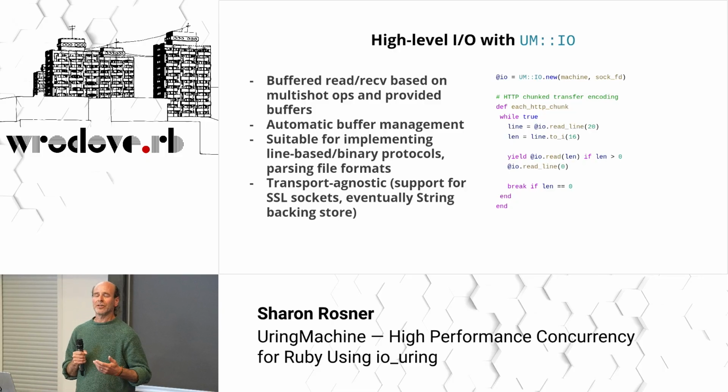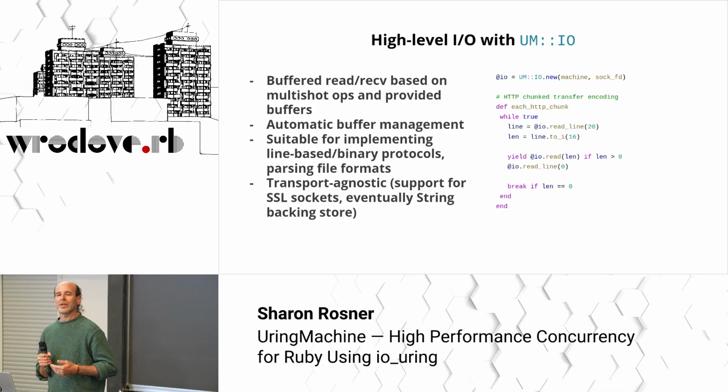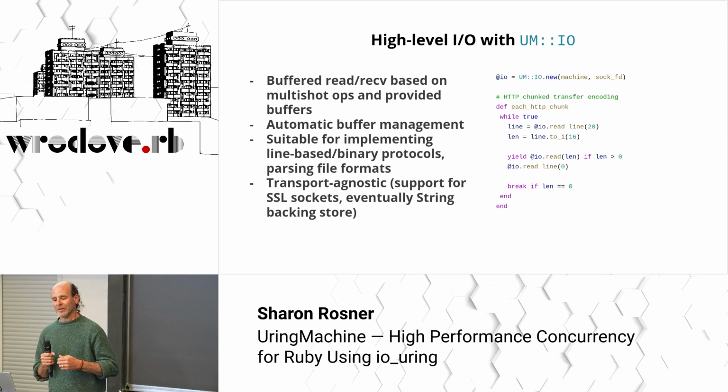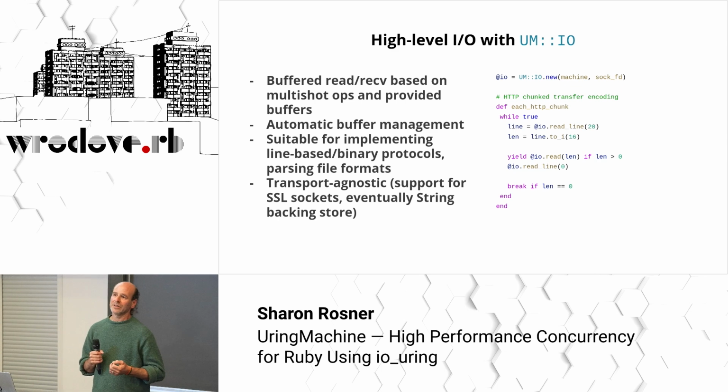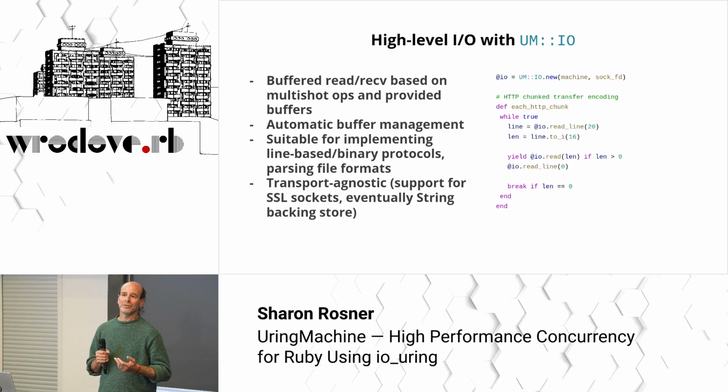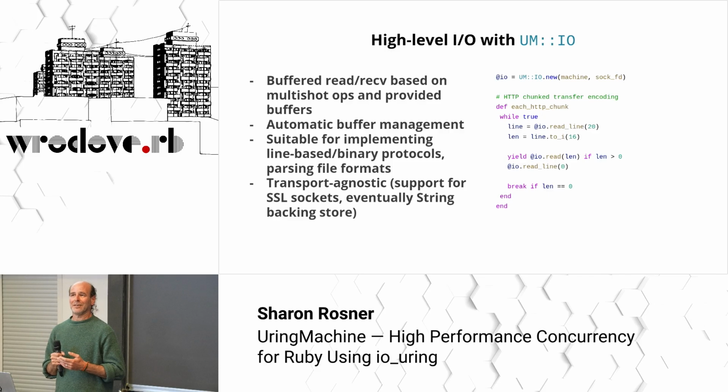So in addition to the normal way of reading with either single-shot reads or multi-shot reads, we can also have a higher level abstraction called the UringMachine I/O class, which builds on top of those primitives. So buffered reads are important when we are implementing protocols. In the Ruby world, we take it for granted because the I/O class is so convenient to use and provides all those features that we don't even think about them.